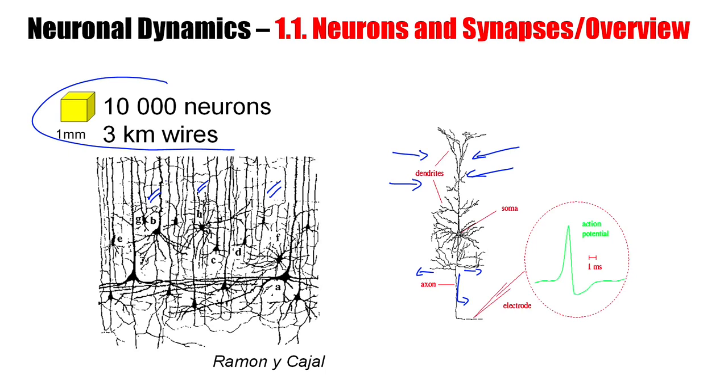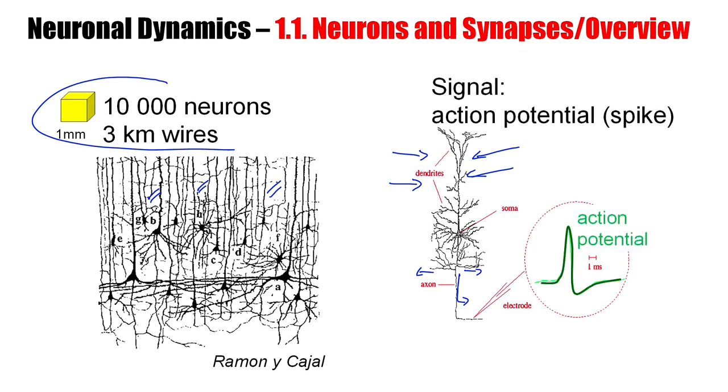Now, I mentioned already that these neurons send out signals. The signal consists of a short electrical pulse called an action potential or spike. An action potential has a duration of a few milliseconds and it has an amplitude of about 100 millivolt. It's an electrical signal, it's an electrical pulse. One may ask the question how this kind of pulse, how this kind of electrical signal is generated.